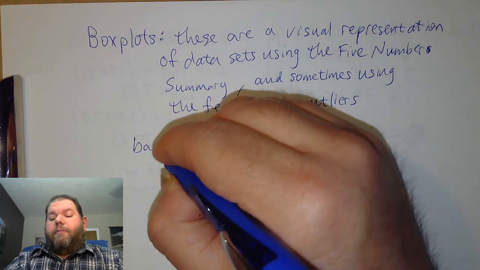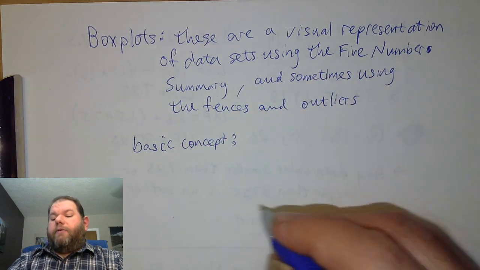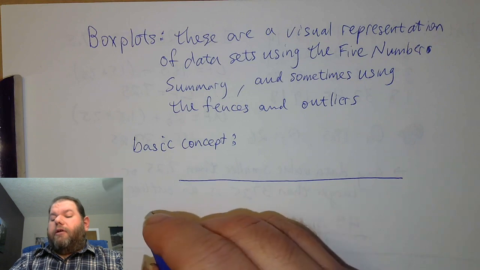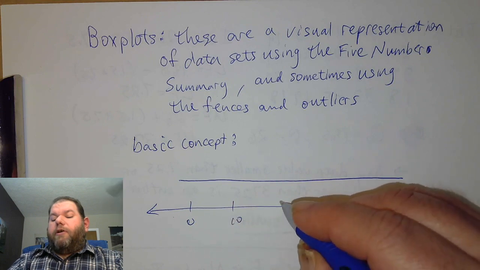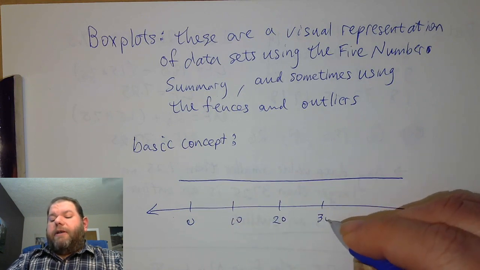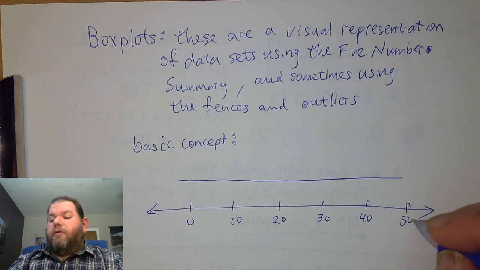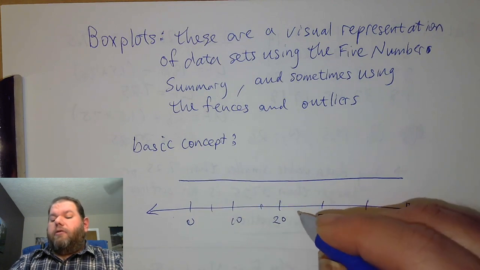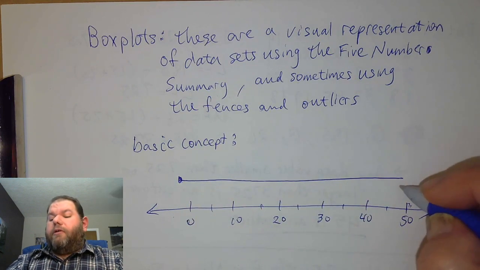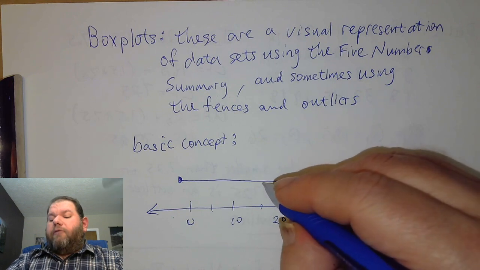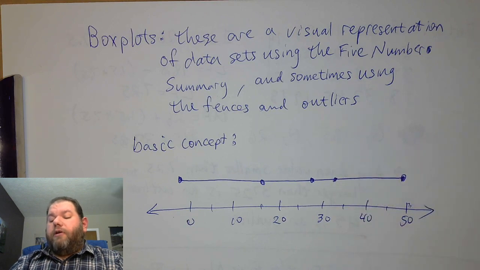So the basic concept would be like this, where we have a line, and let's say underneath this we have a number line which maybe has markings that we can follow. So we want everything to be adequately spaced on this box plot. Okay, and so we have a point for the minimum and the maximum, and we might have a second point for the median, and then points for Q1 and Q3.